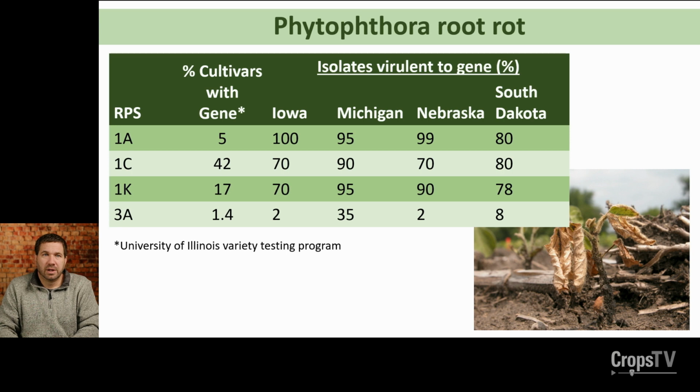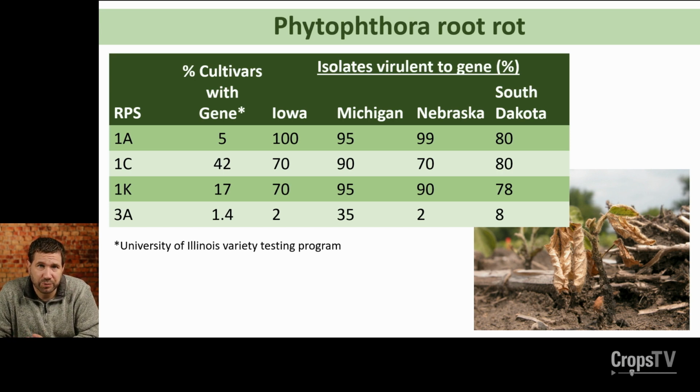And so if you look at it, the 1A resistance gene, which was one of the most common years ago, is only in 5% of the varieties that were submitted over the last 10 years. The 1C was the most common, 42% of the varieties. 1K had 17%, and then 3A was at 1.4% that had that particular gene.